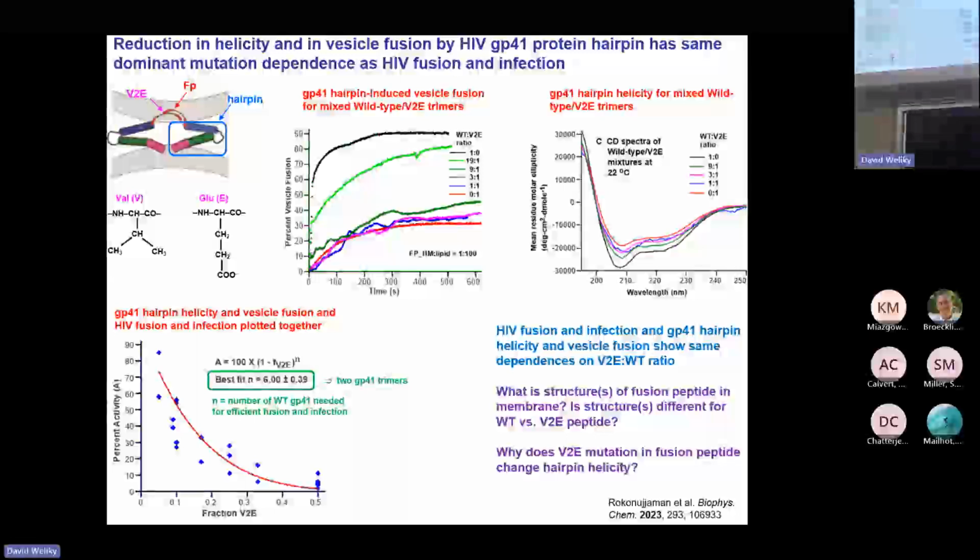We actually plotted all of the viral and R data. I won't talk about the analysis in detail, but we were able to analyze all the data together to show that you need 6 wild-type gp41 to get efficient fusion and infection, and that's 2 trimers. Now you see some of the experimental data from our and other labs that supports that picture I showed in a previous slide of the 2 trimers.